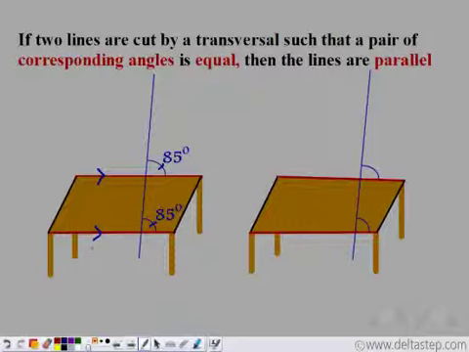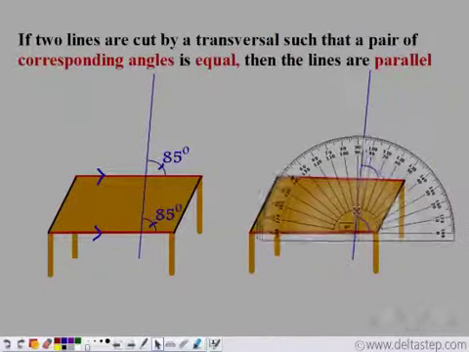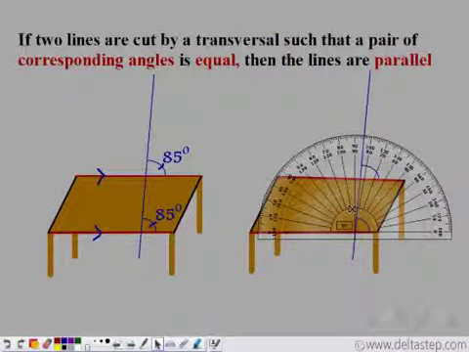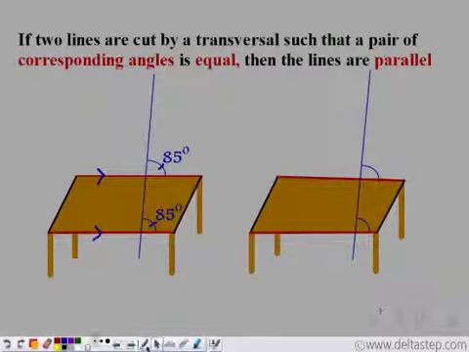Now let us come to this table. So we measure this angle. We see that this corresponds to 85 degrees. Hence this angle is equal to 85 degrees. Now let's measure the other corresponding angle.